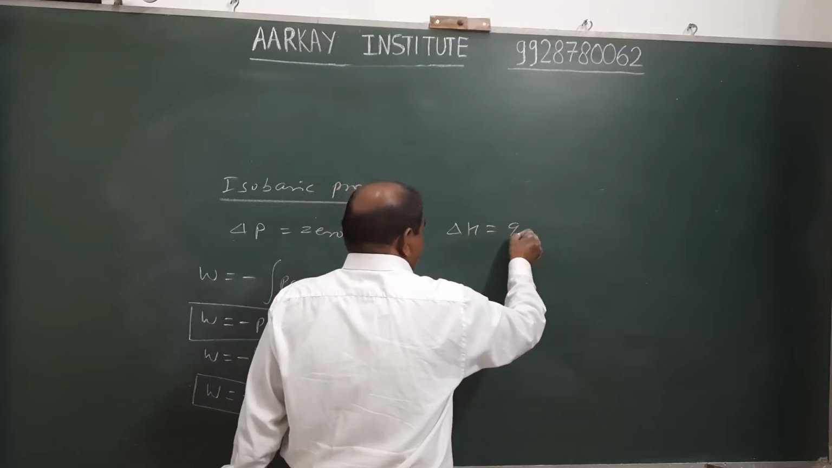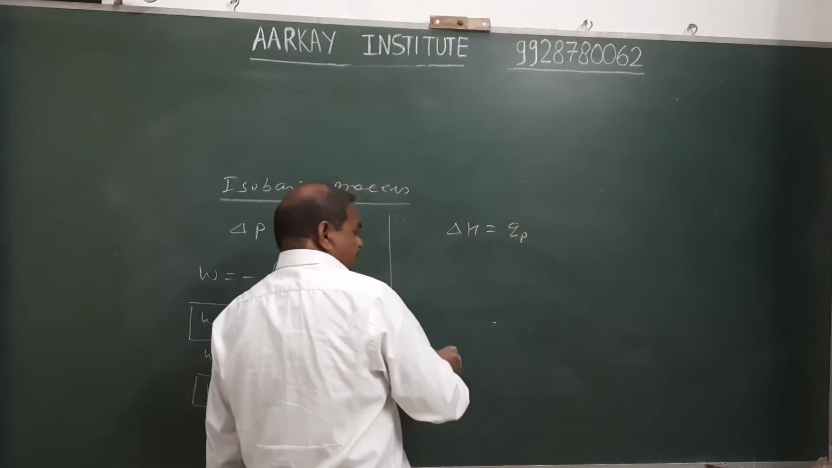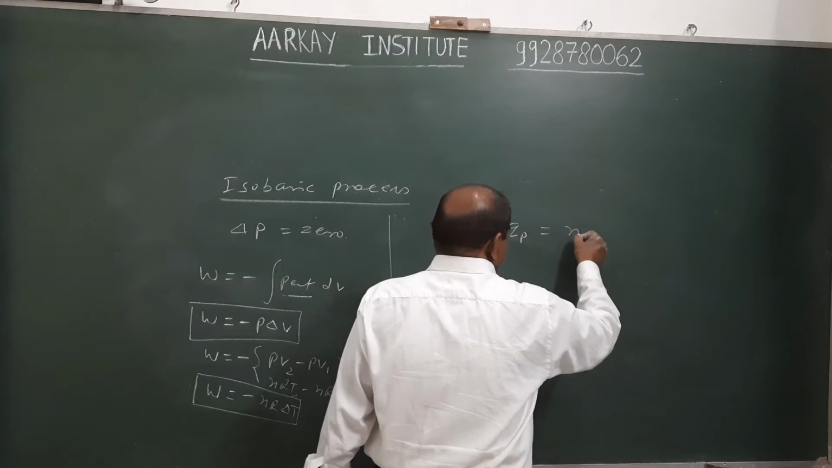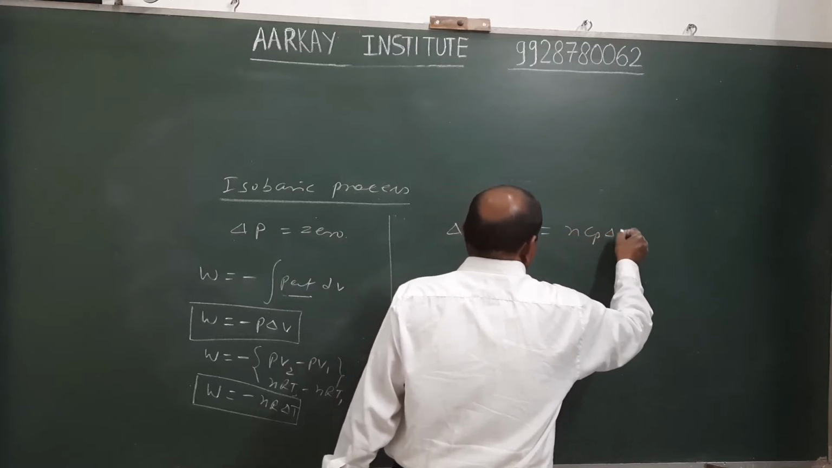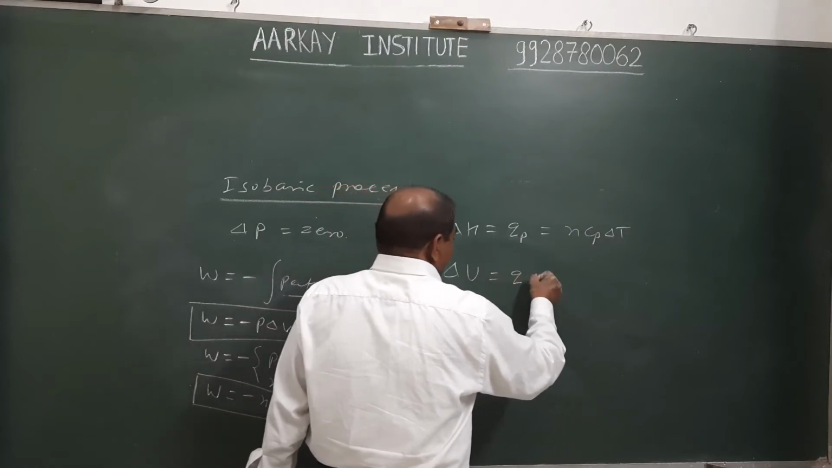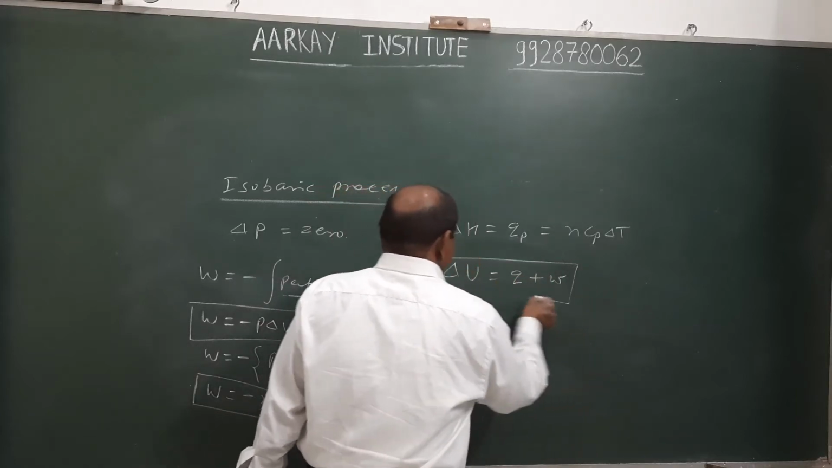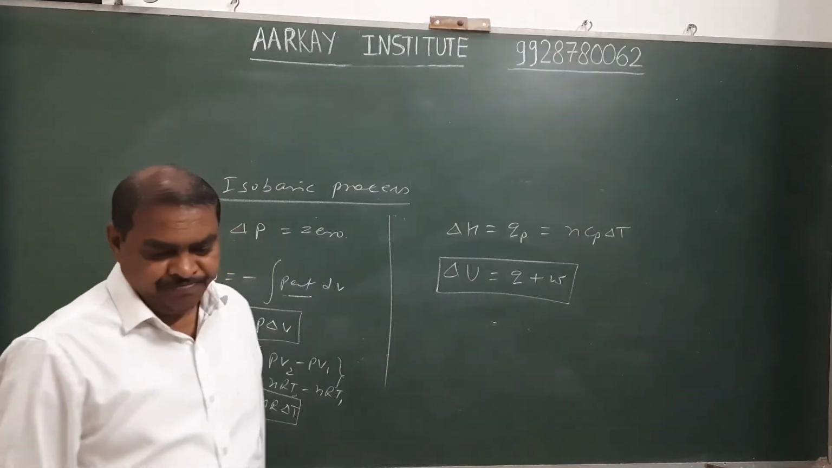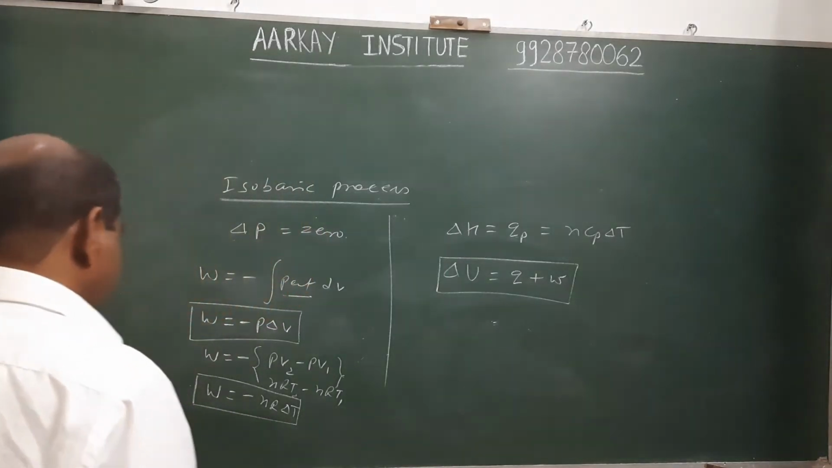Enthalpy in an isobaric process equals the exchange of heat energy, and in the case of an ideal gas it is calculated with the help of this formula. The change in internal energy is calculated with the help of heat as well as work. Question. Now we discuss a question.